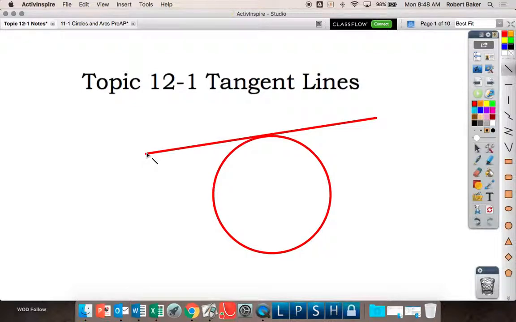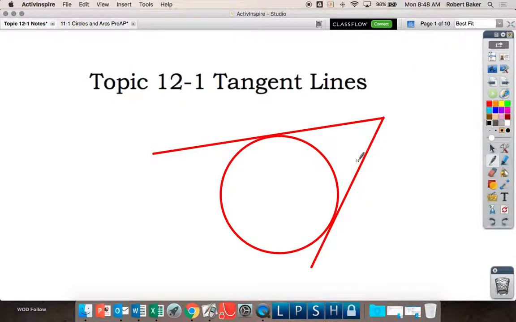If tangent lines have a common endpoint, see how these two tangent lines share this one endpoint right here? So one thing we can justify is that this length and this length are the same size. All right? Two tangent lines that share a common endpoint are equidistant from the outside of the circle. That's kind of a basic one.